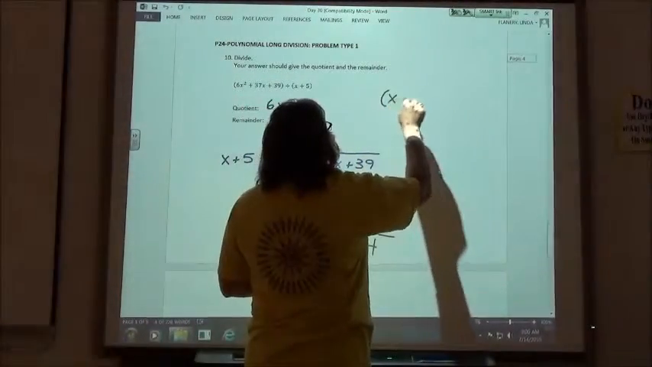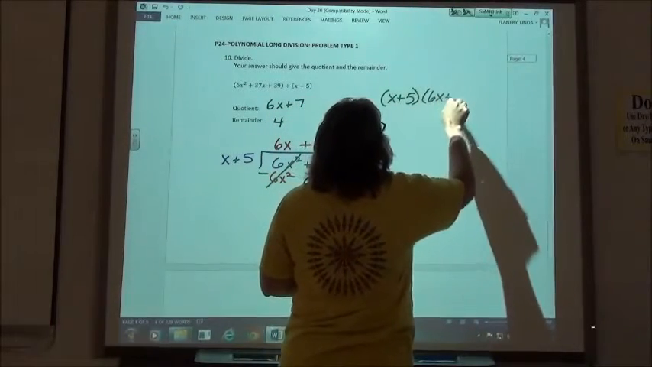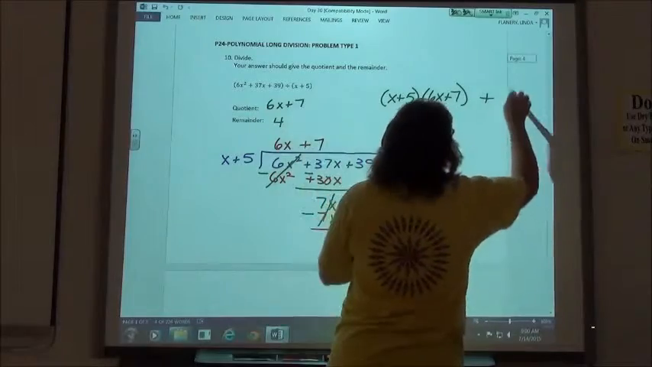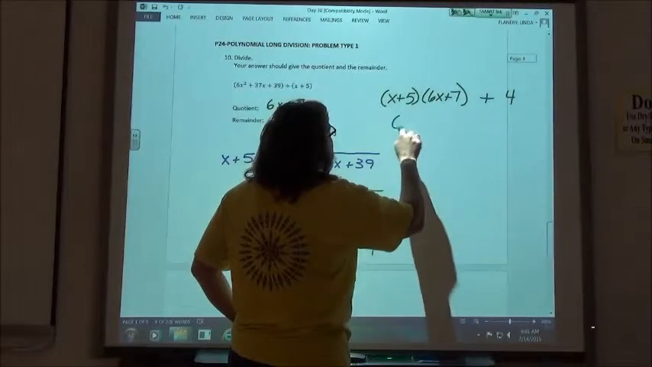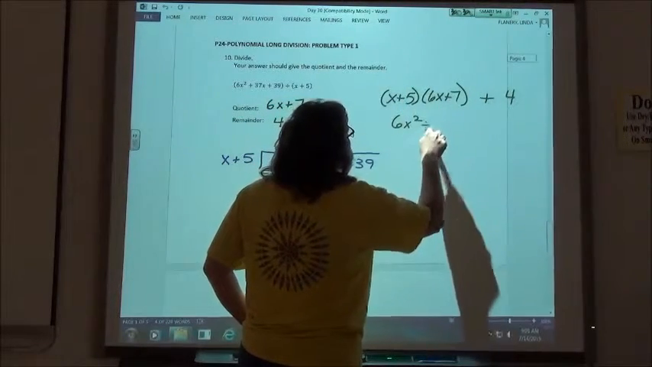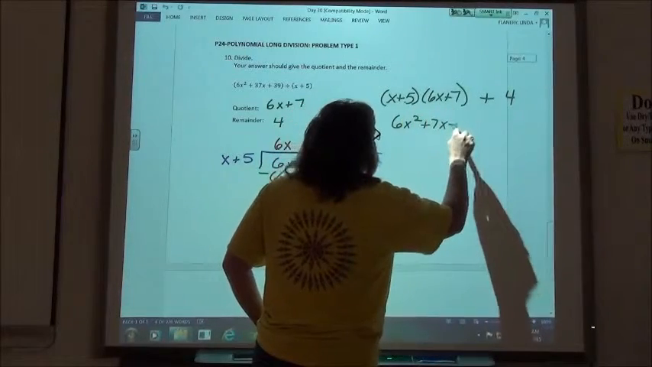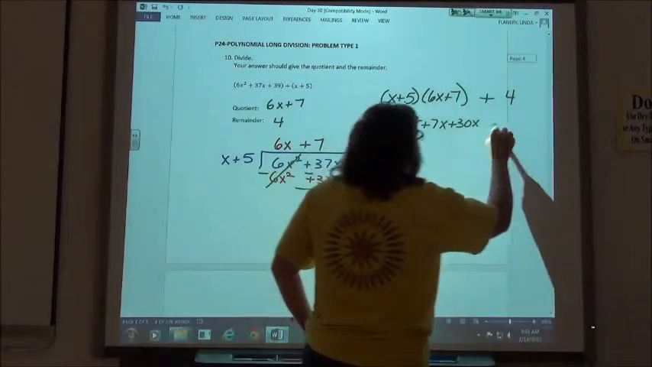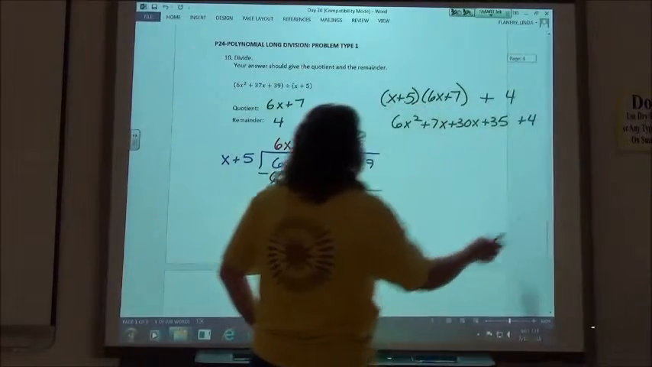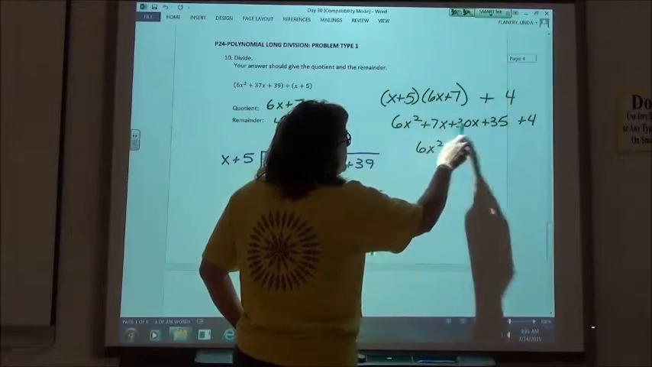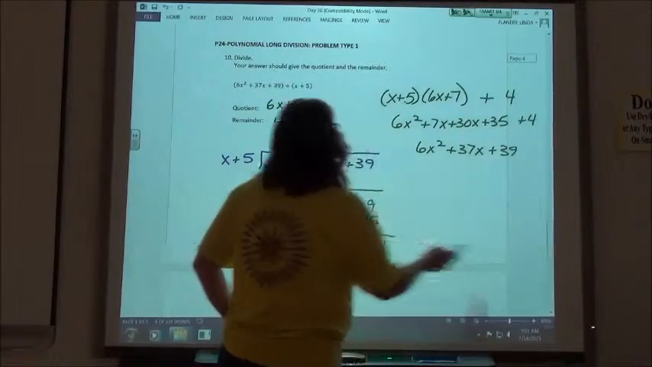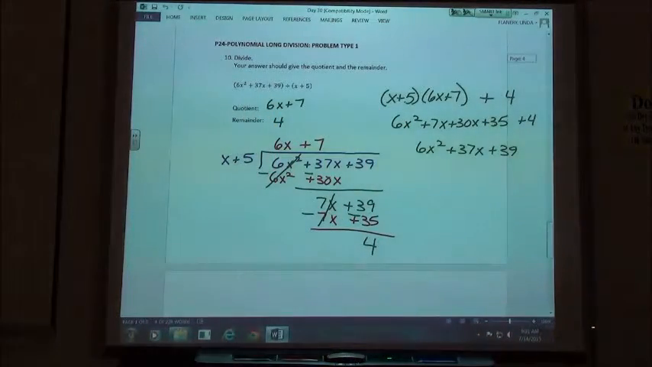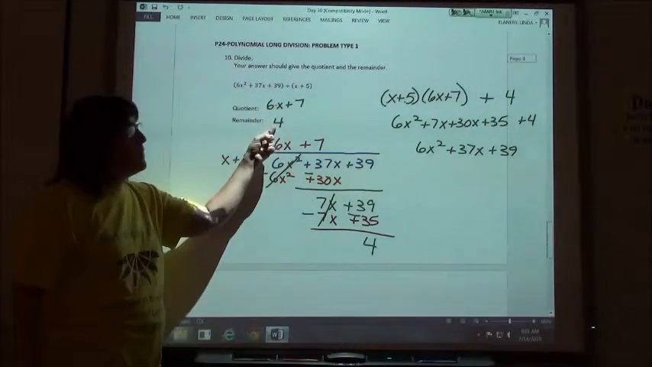Now if I wanted to check my long division, if I take my divisor times my quotient, x plus 5 times 6x plus 7, and add my remainder, 4, I should get what I started with here. So just for fun, x times 6x is 6x squared, x times 7 is 7x, 5 times 6x is 30x, 5 times 7 is 35, plus the 4 on the end, so I get 6x squared, 7 plus 30 is 37x, and 35 plus 4 is 39. Hey, checks out. So any of your long division ones, if you really want to check them, the divisor times the quotient plus the remainder.